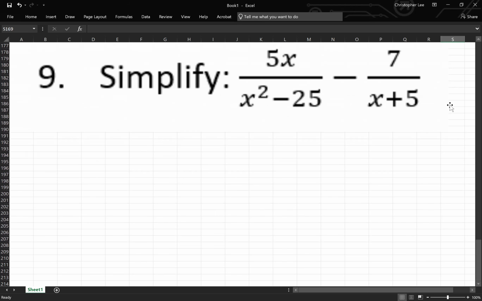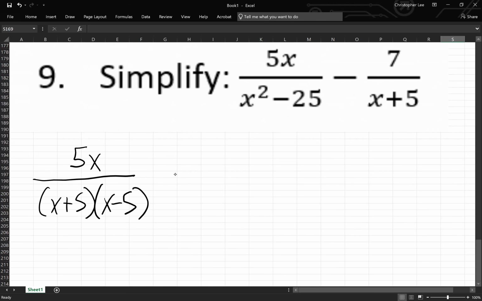Faster. Do question... Yeah, this is question 9 on your final. How do I do this? Factor. Factor, good. I like that word, right? So I have 5x over what? Very good. 7 over x plus 5. Now, I want to subtract two fractions. What do I need to have in order to subtract them? Same denominator. Right. So how do I get the same denominator here?